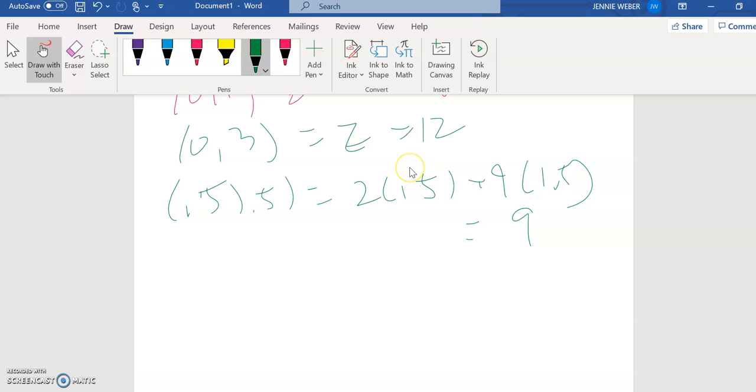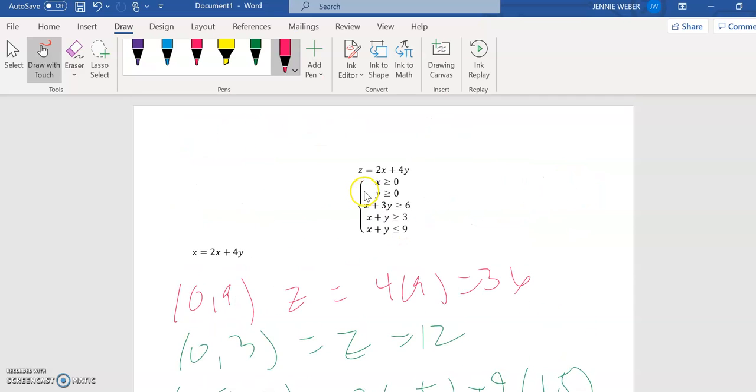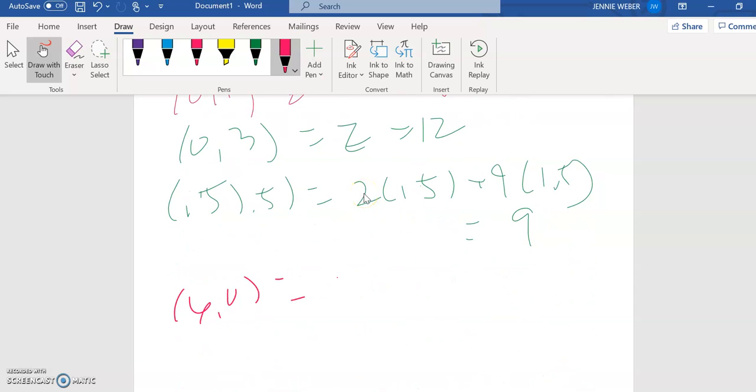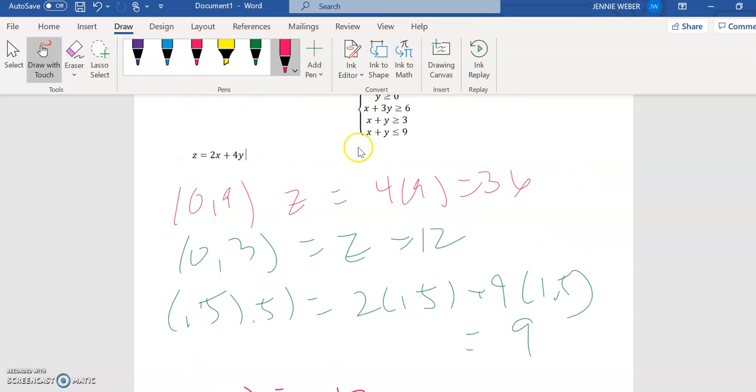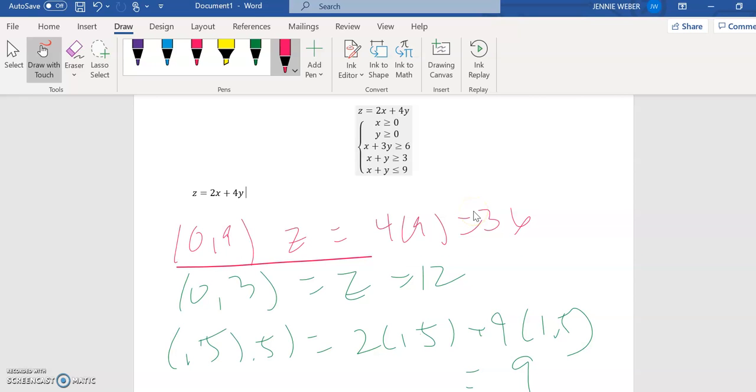So far the top one's winning, but we keep going here. We might find a better one. 6 times 2 gives me 12, and then 9 times 2 gives me 18. So the winner is right here. The maximum is 36 at 0, 9.